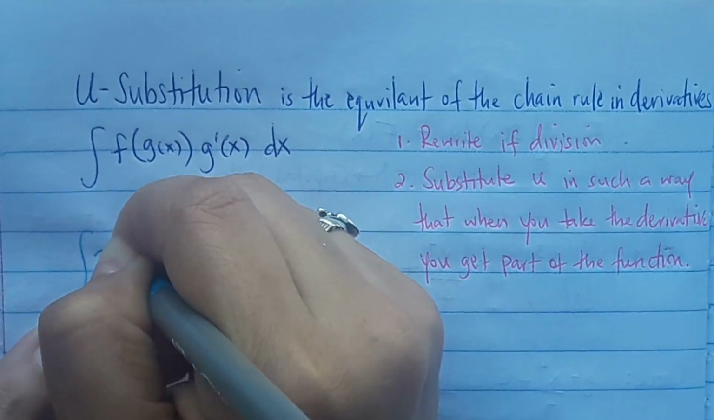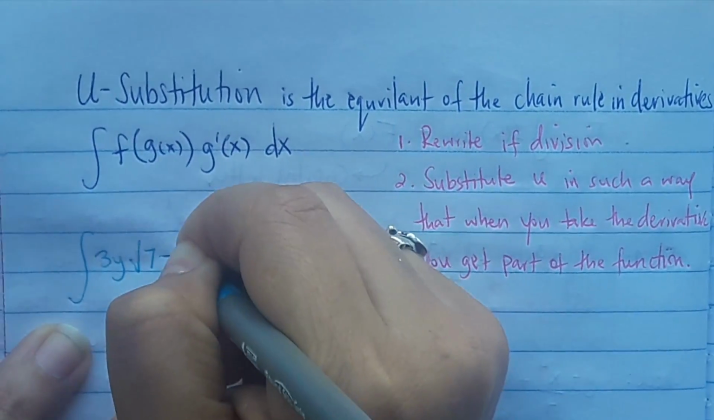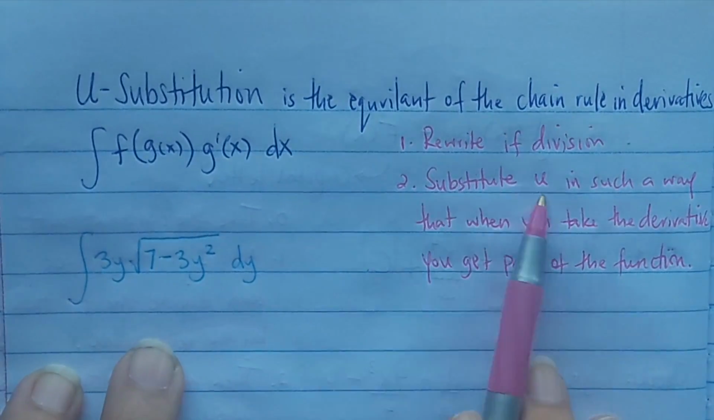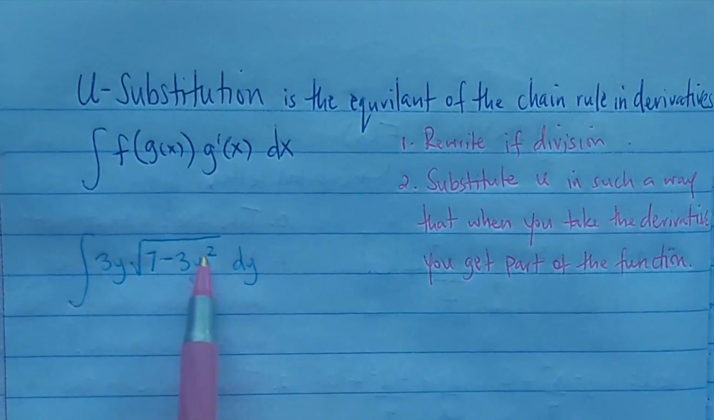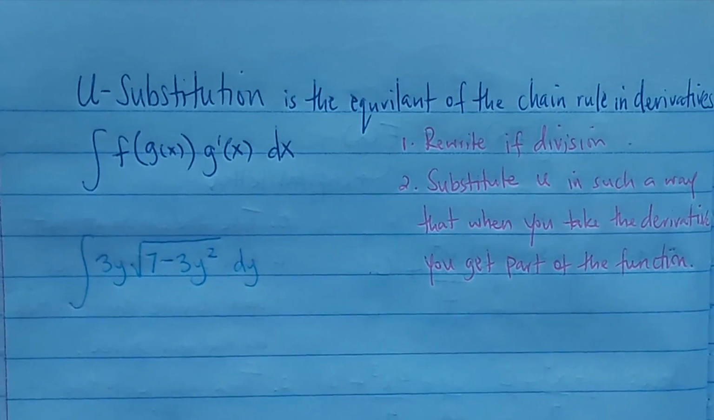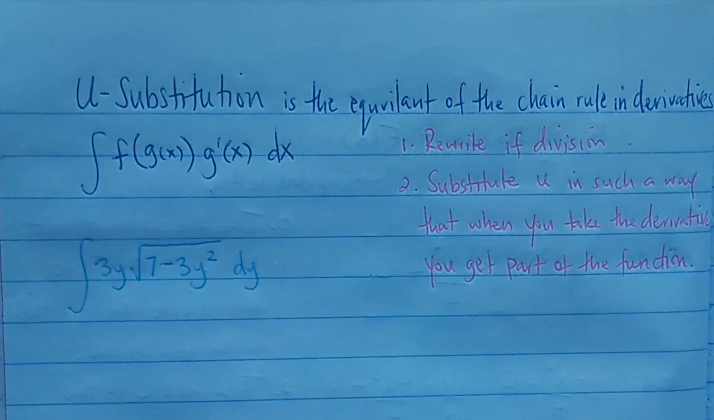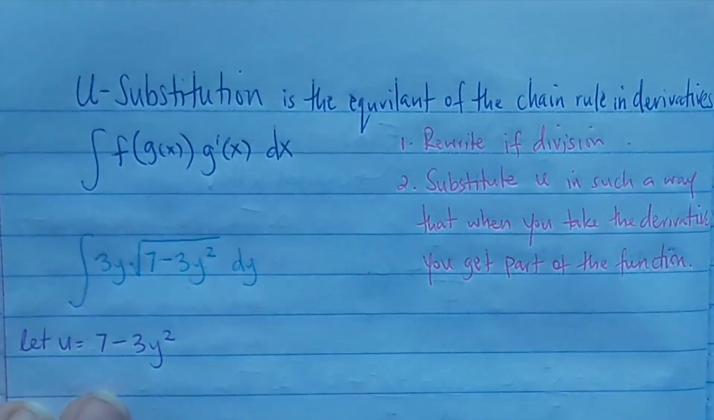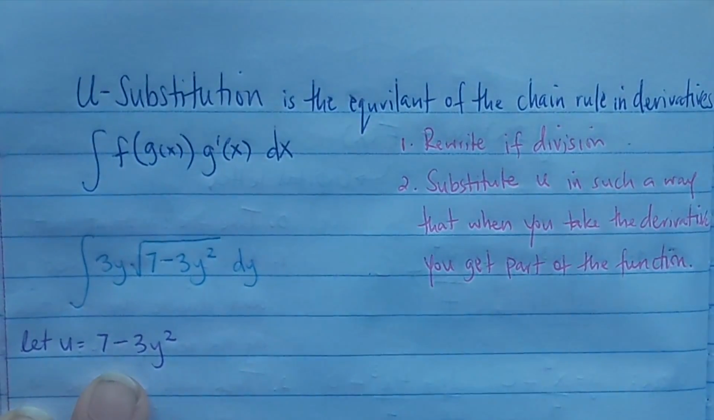Alright, so let's take an example. Example one, let's say you have this function. You want to choose u in such a way that when you take the derivative of it, you get a function that's already there. So in this case, if u is 7 minus 3y squared, when I take the derivative, I'm going to get something y dy. So let's actually do it. So u is 7 minus 3y squared. Take the derivative of that.